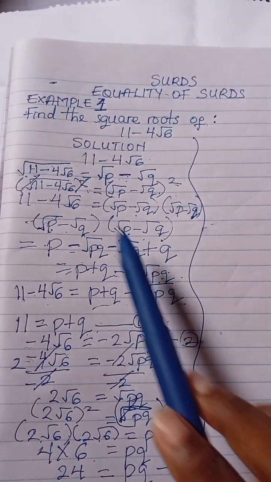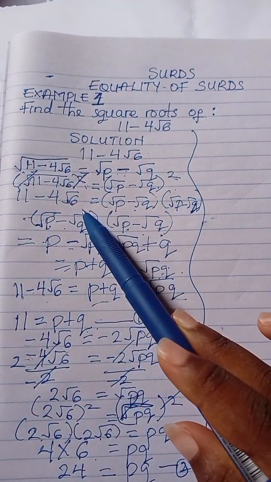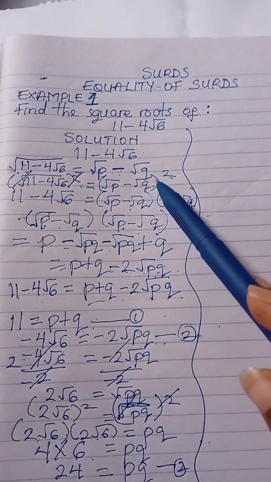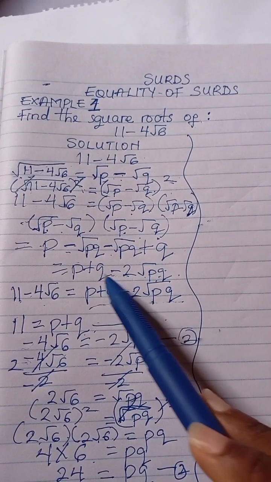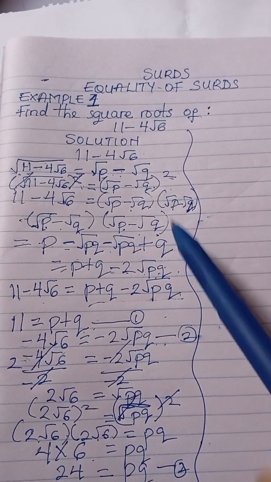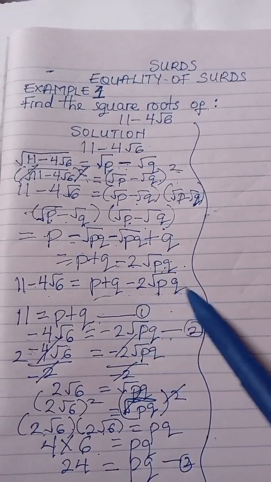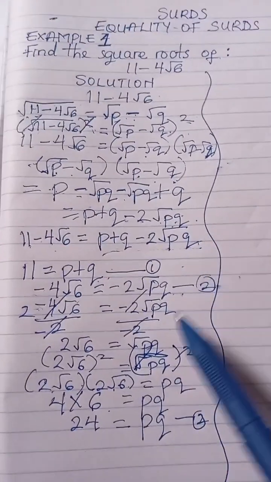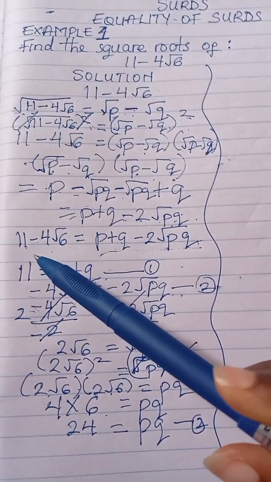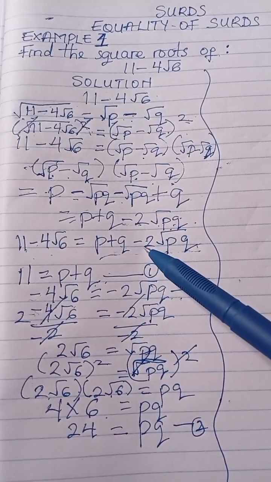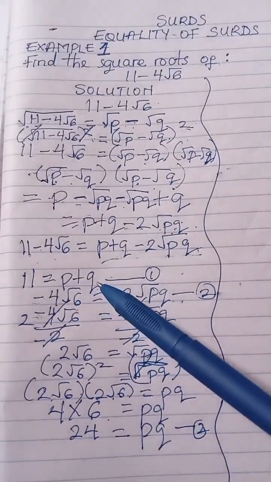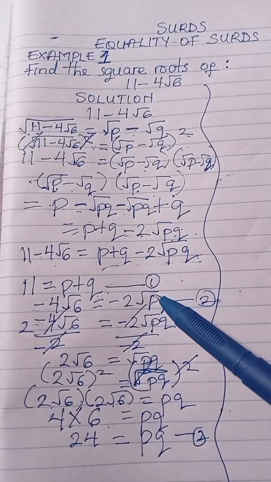So now from here, I brought back the 11 minus 4√6 I left here, and I've expanded this thing here. I've gotten the simplified form of it, that's p plus q minus 2√pq. So replace this thing by the simplified form of it. Now equate the ones without root sign together, which is 11 and p plus q. They don't have root sign, so equate them to each other. That's why I got 11 equals p plus q, my equation 1.